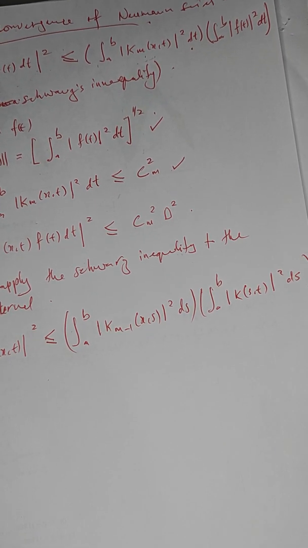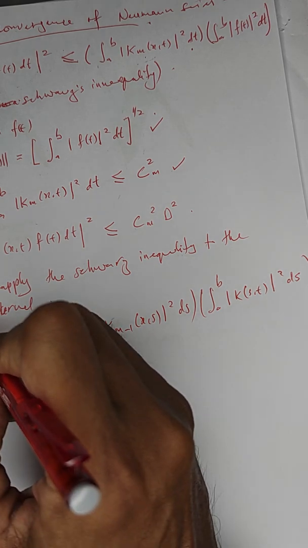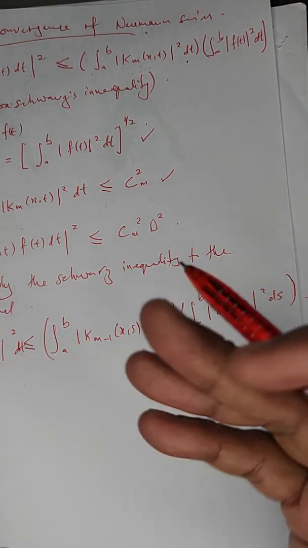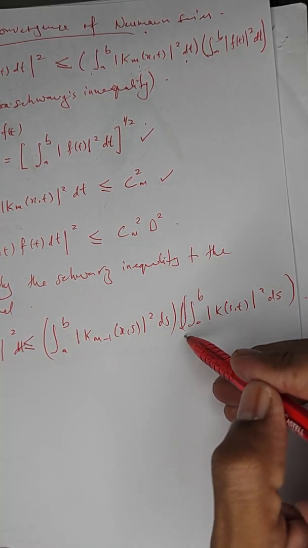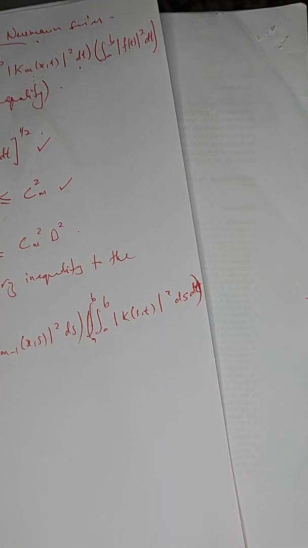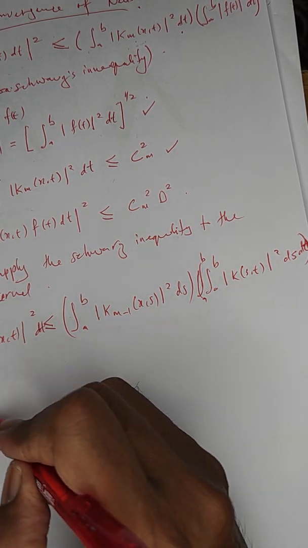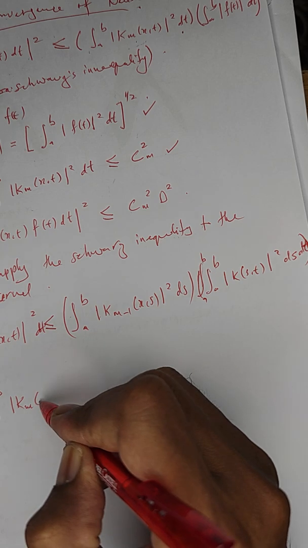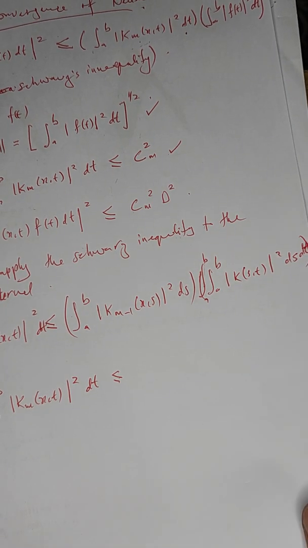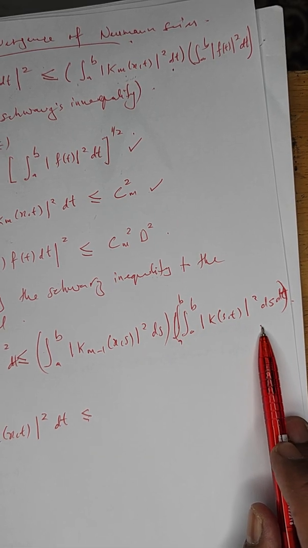Okay, and then we integrate this side from a to b with respect to t, and we need to integrate the other side as well with respect to t. So this integral becomes the integral from a to b of k_m(x,t) squared dt, which is less than we have a b squared.